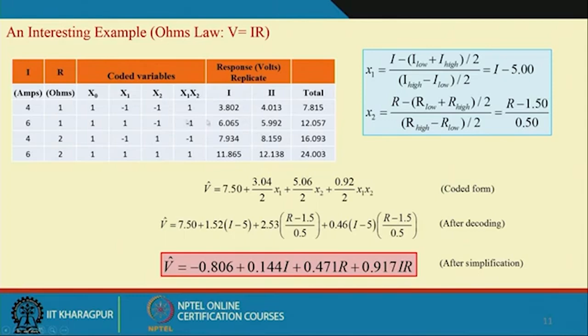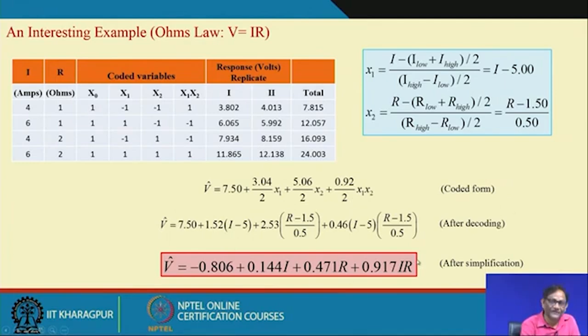From here I have shown you how this codification is done, which is now known to you. With coded variables, the regression equation is found, and you see that the regression equation with coded variables is voltage equal to 7.5 plus this, by 2, 3.04. This is the equation. Now you can convert it to original variables also, and you will get this equation.